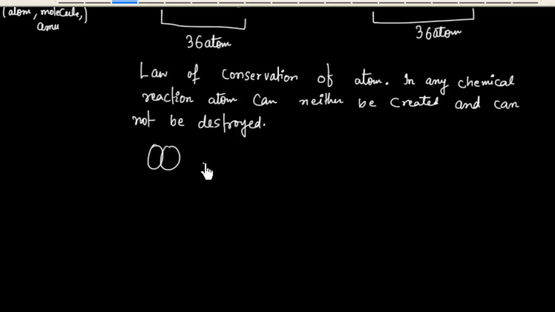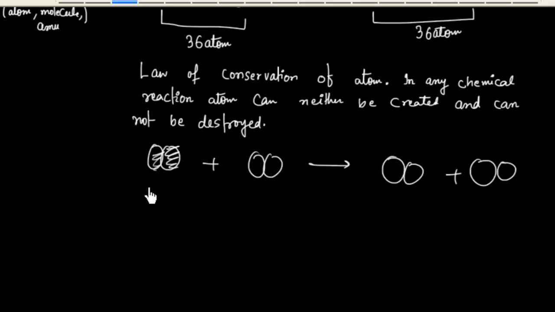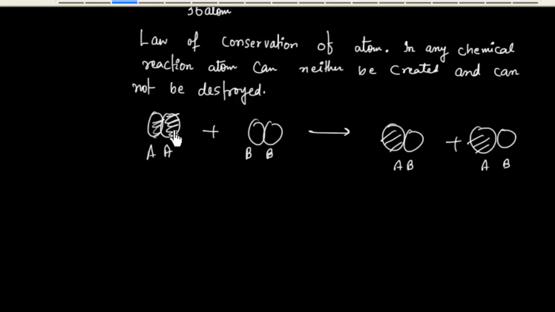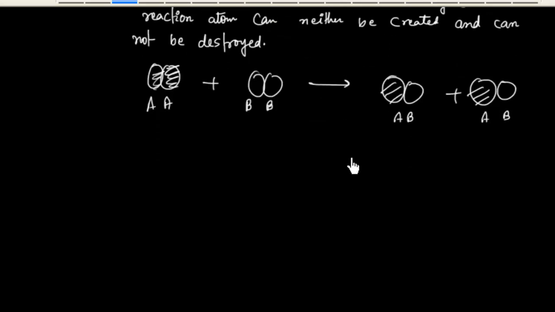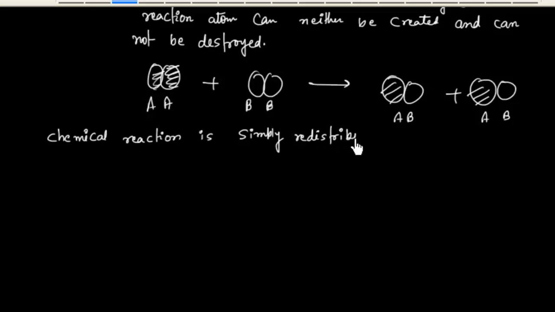So if you see what is happening in a chemical reaction, if you have two atoms AA, and here you have BB atoms, after this reaction you have AB and AB. So basically what has happened, this atom was initially attached to an A-like atom, now it is attached to a B-like atom. That is redistribution of atoms. So chemical reaction is simply redistribution of atoms.